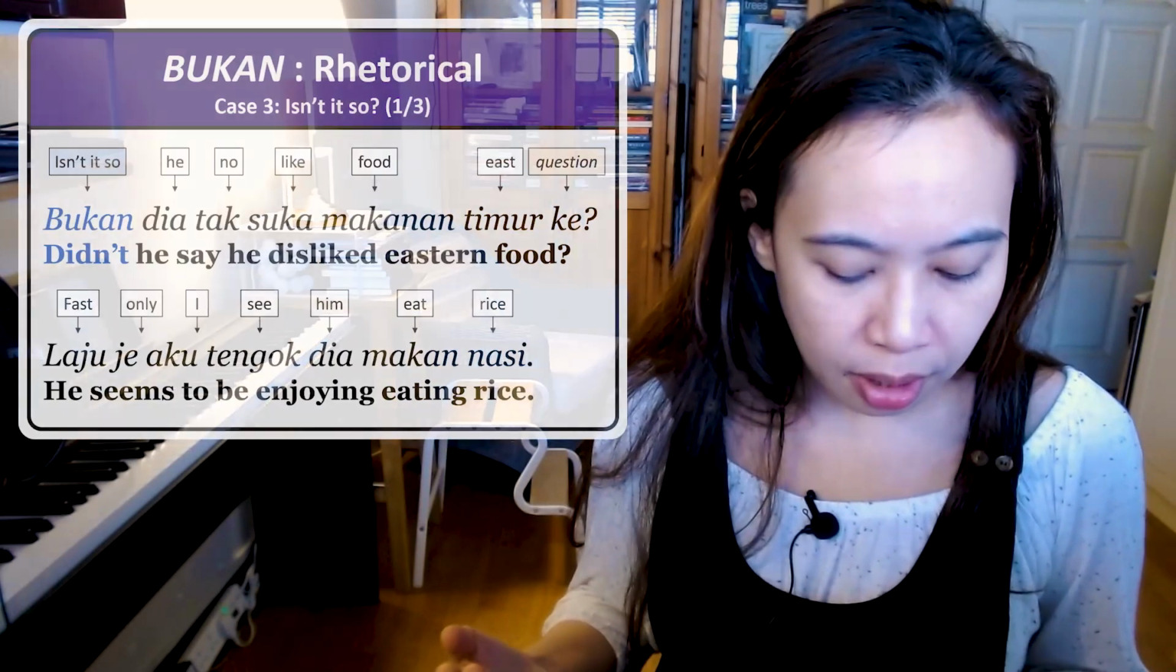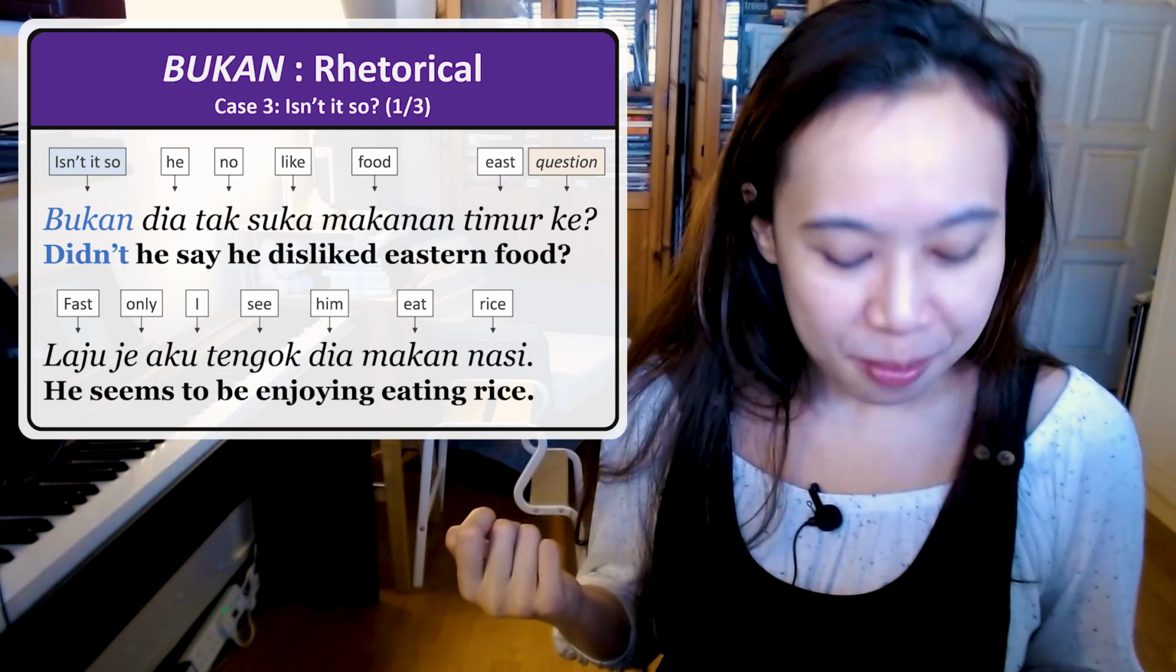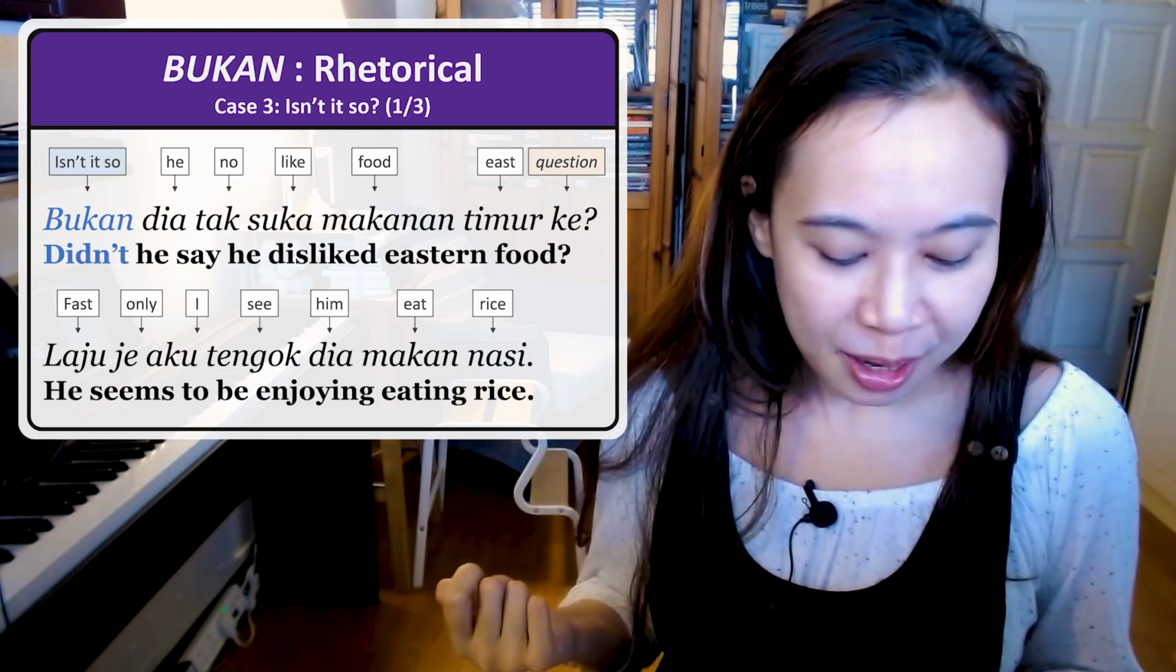Last situation where you can use bukan for adjective or verb is when you use it as part of a question, but it's more of a rhetorical question. You don't really expect someone to disagree with you, and sometimes it can be phrased in a way that is sarcastic. I'll give you an example. Bukan dia tak suka makanan timur ke? Laju je aku tengok dia makan nasi.